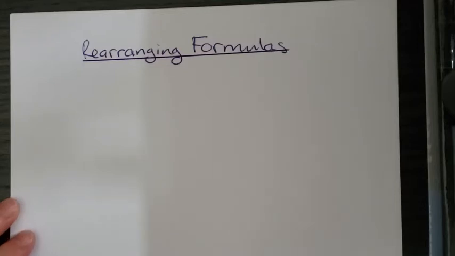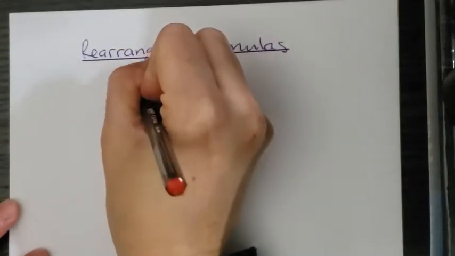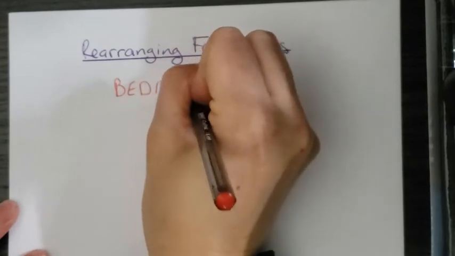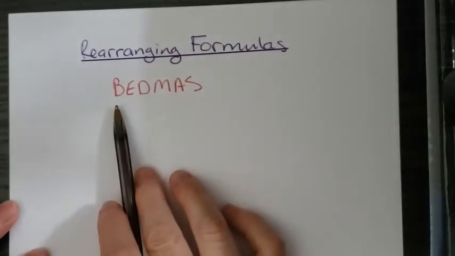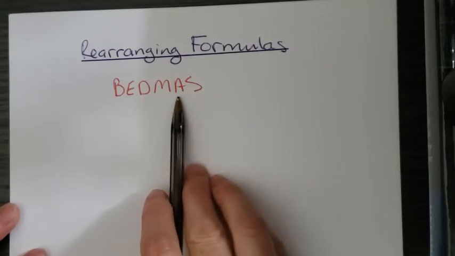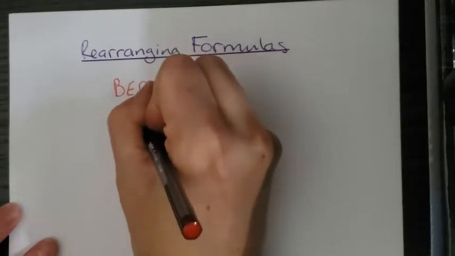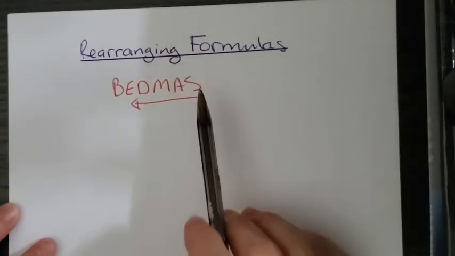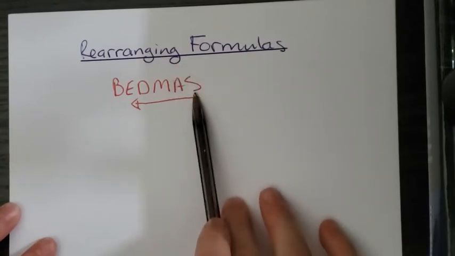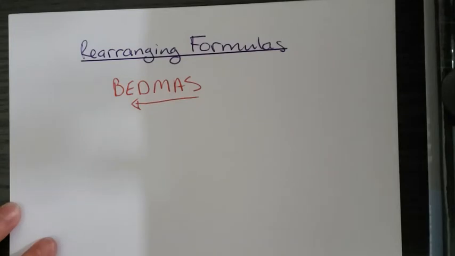Now we're going to look at rearranging formulas. When you solve a formula, you use the order of operations you learned way back when, something called BEDMAS. BEDMAS means deal with the brackets first, then the exponents, division, multiplication, addition, subtraction. But when we rearrange formulas, you do BEDMAS in the reverse order. That means deal with the adding, subtracting first, then the multiplication, division, then the exponents, then the brackets. So when we rearrange, you're doing everything backwards.